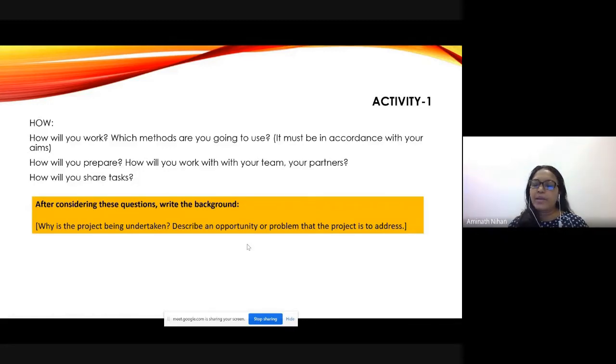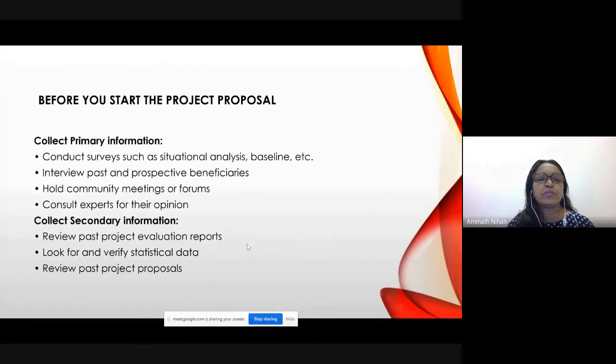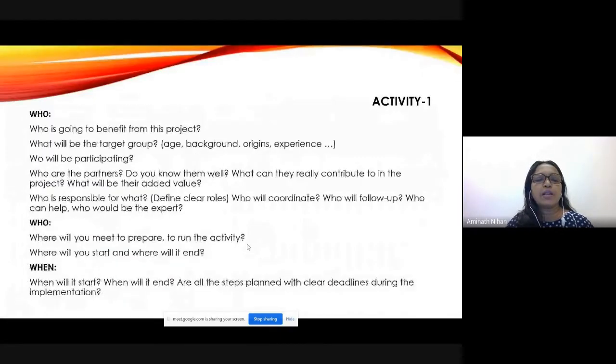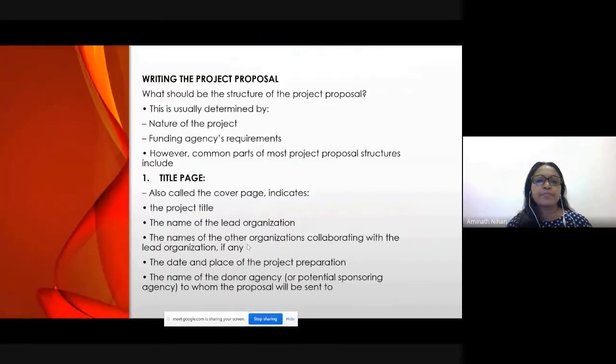A bit later, we are coming back to the title of the project and the actual background. But by now, you should have a fair idea if you go through these questions and the type of data you're going to look at, right? As part of your understanding the situation better, primary and secondary data.